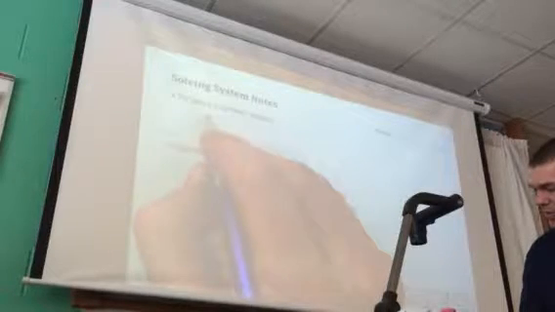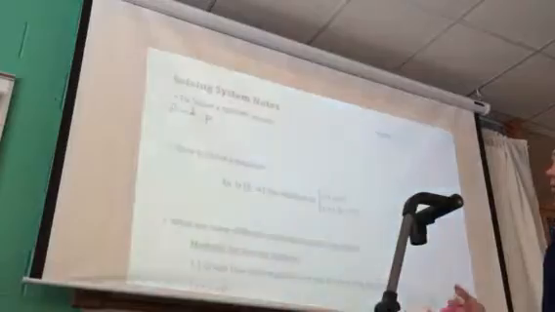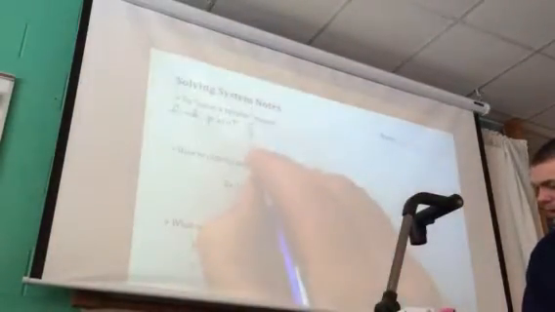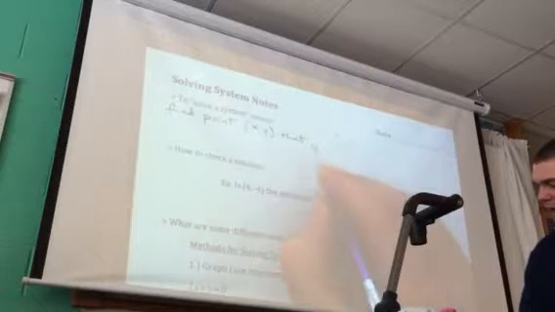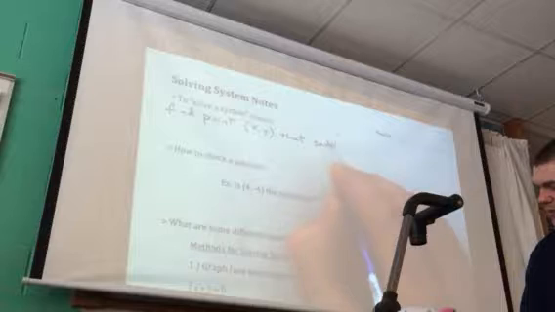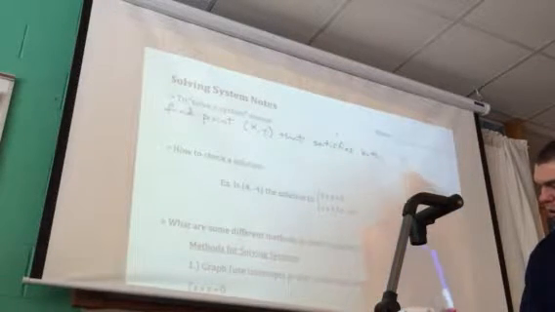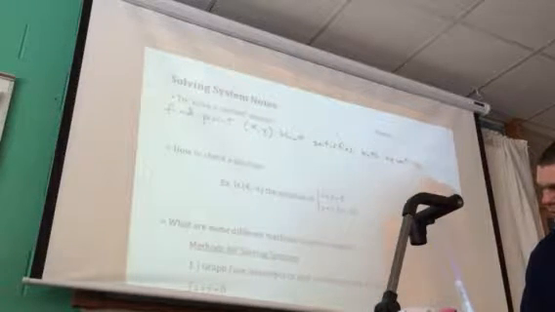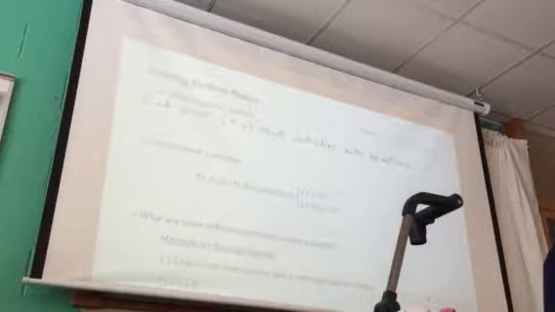To solve a system, find the point, x comma y, that satisfies both or all equations. We're only worried about two equations with our systems.